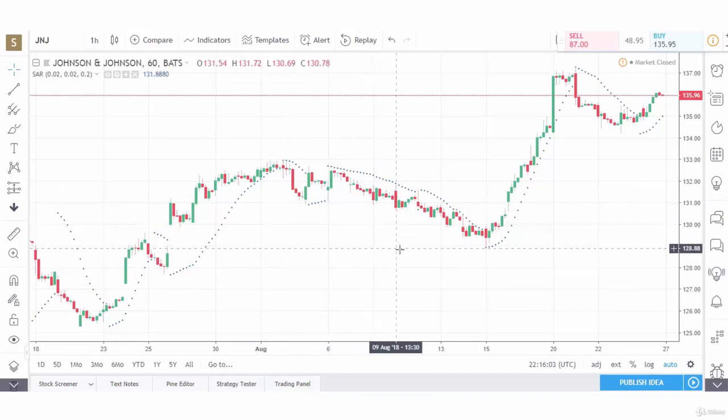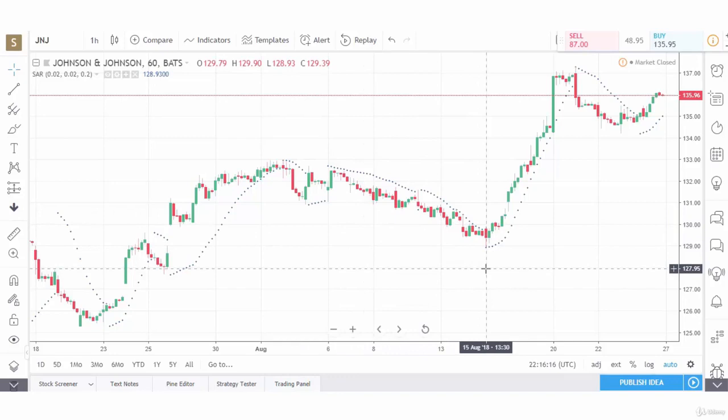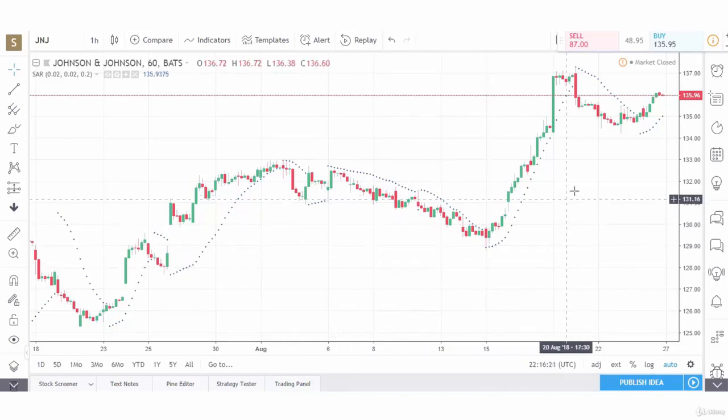We would have stayed out of the stock from August 6th through the 14th, and then another buy signal here on the 15th, just above 129, which would have kept us in the stock until August 21st, around 135. So that's the parabolic SAR on an hourly chart. Again, this indicator is best used with a trending stock or market, and is also best used in combination with either candlestick patterns or another indicator.